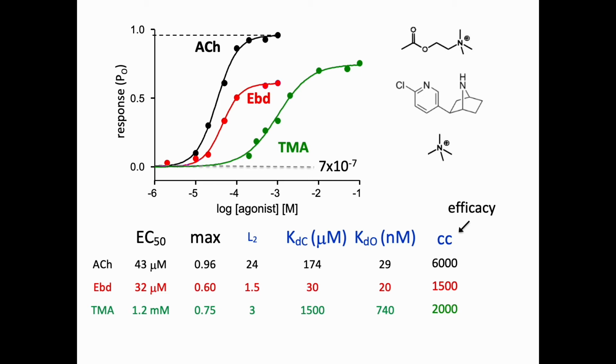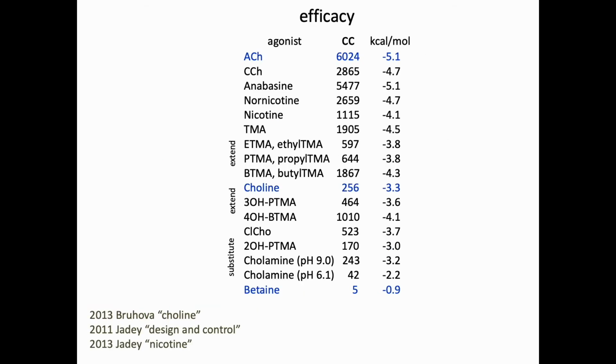So affinity comes from these two KDs, efficacy comes from the coupling constant, and as you can see, affinity can be anything. It's from nanomolar to millimolar. There's no real pattern. Any agonist can have any affinity in that range, and it's similar with efficacy.